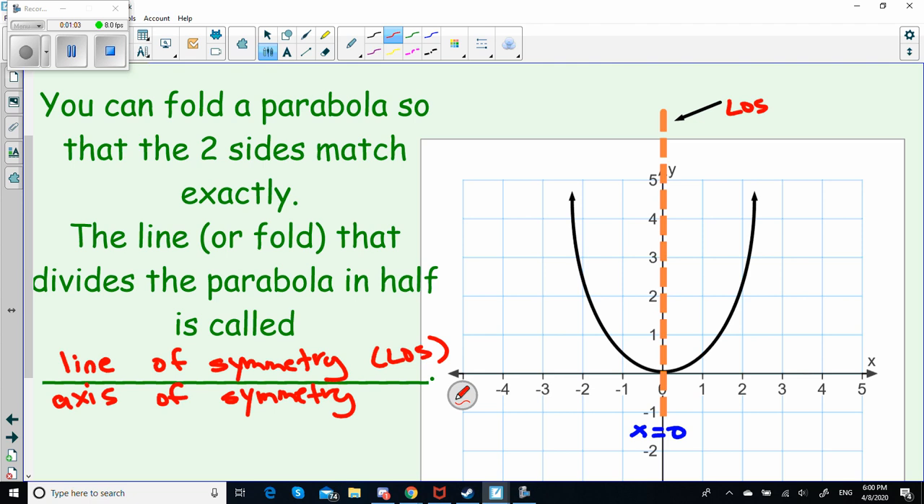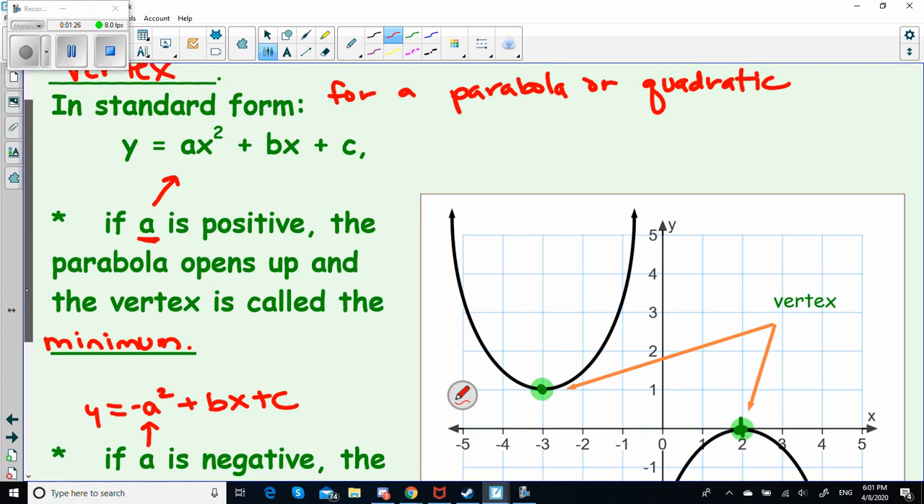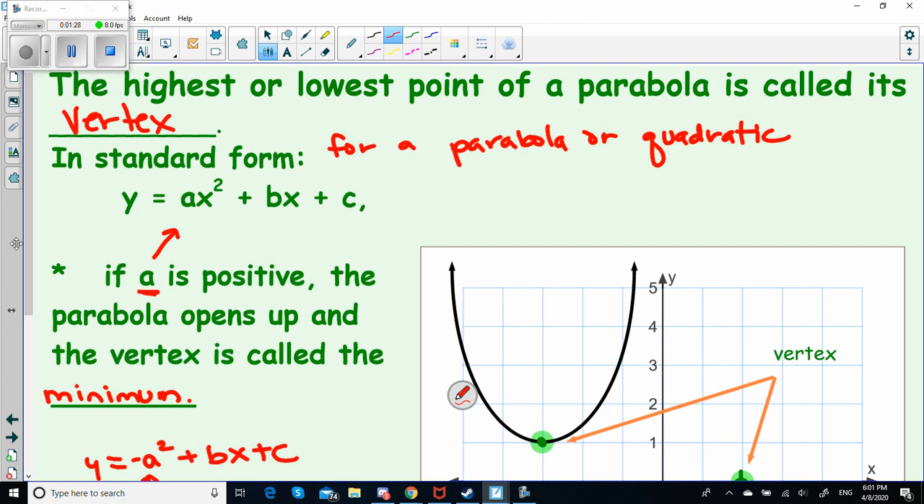In this picture over here, you can see that the vertex is here, the lowest point of the parabola, 0, 0. And the line of symmetry is the red dotted line, and we're going to call that x equals 0 because it's a vertical line right at 0. The highest or lowest point of a parabola is called the vertex. You can see in the picture I've highlighted both of those green. It is the only point that is not symmetrical.